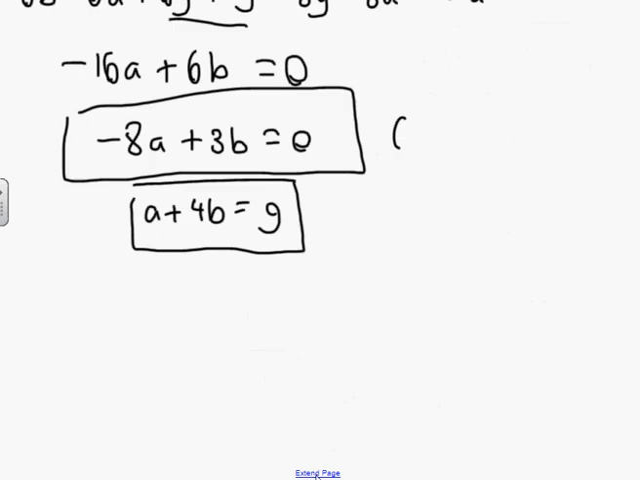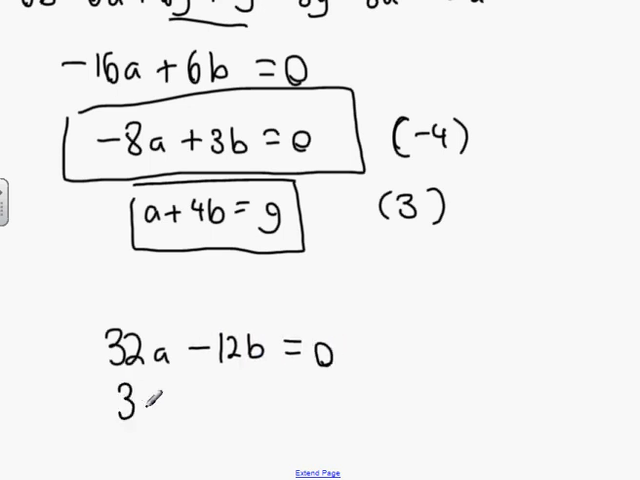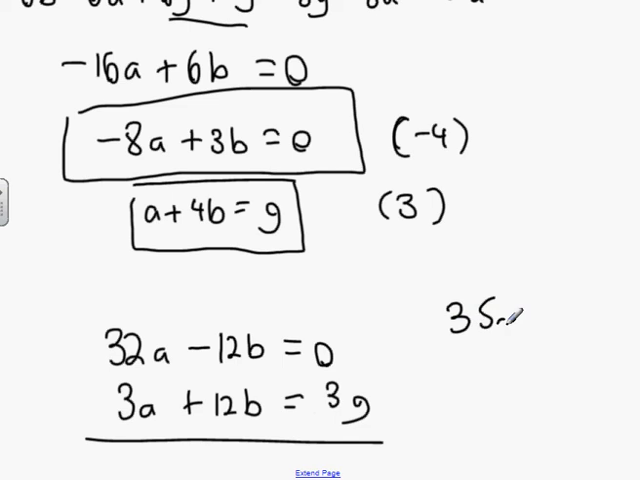To find out what a is, multiply the top one by minus 4, bottom one by 3. 32a plus 9b. Is that right? Oh no, sorry, 12b minus 12b equals 0. 3a plus 12b equals 3g. And there's my 35a equals 3g, a equals 3 over 35g.